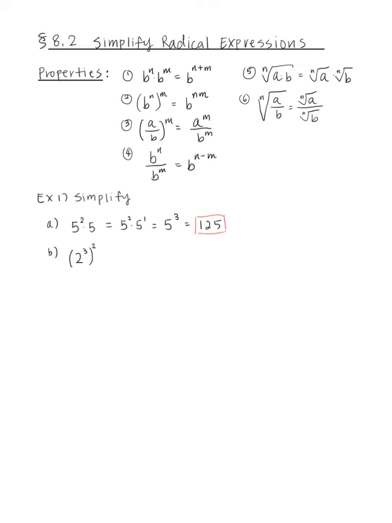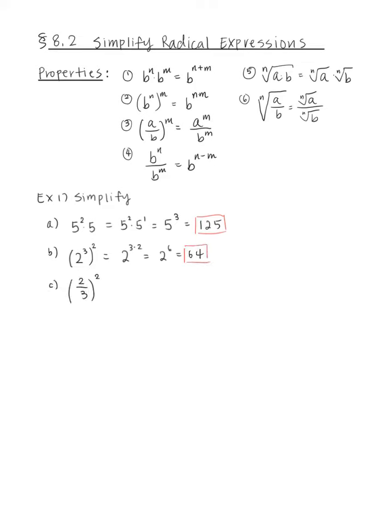Part B, 2 to the third to the second power. So in this case, I believe that we can apply property number 2. So this is the same thing as 2 to the 3 times 2, which is 2 to the 6. Multiply 2 six times, what do we get? 64? Oops. So here we're going to get 64 for the answer.